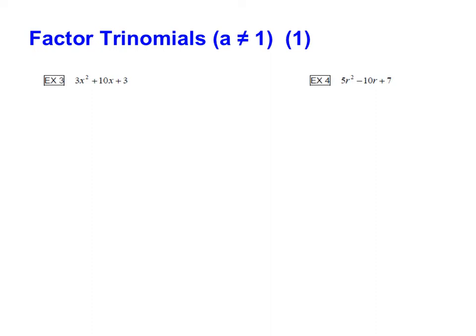All right, we're going to factor trinomials where a value does not equal 1. So just remember our trinomials have this form, ax squared plus bx plus c. And if the number in front of your x squared does not equal 1, we factor it slightly different. So what we do is we start off with our two sets of parentheses.